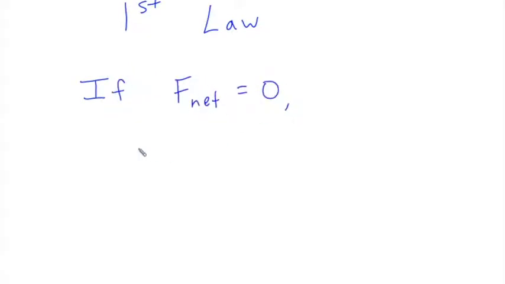Now we can talk about Newton's laws. The first law is that objects at rest will stay at rest unless acted upon by an unbalanced force, and objects in motion will stay in motion with a constant velocity unless acted upon by an unbalanced force. In other words, if there's no net force, if the net force is zero, then the velocity is not changing. That's Newton's first law.